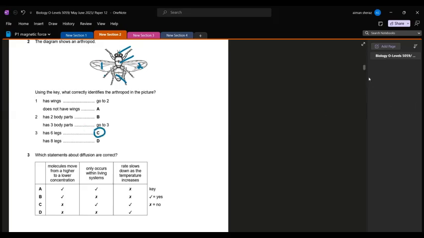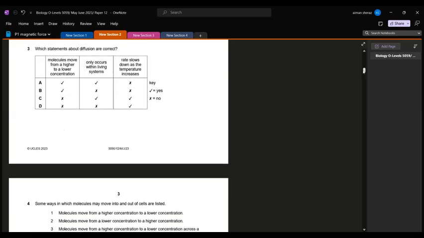Question number three. Which statements about diffusion are correct? Molecules move from a higher to a lower concentration. This is correct because diffusion follows the concentration gradient, which means molecules move from a higher to a lower concentration. Only occurs within living systems.